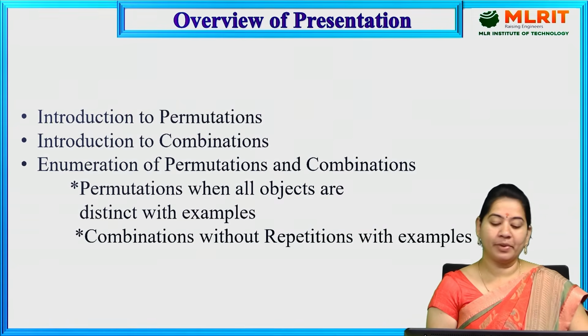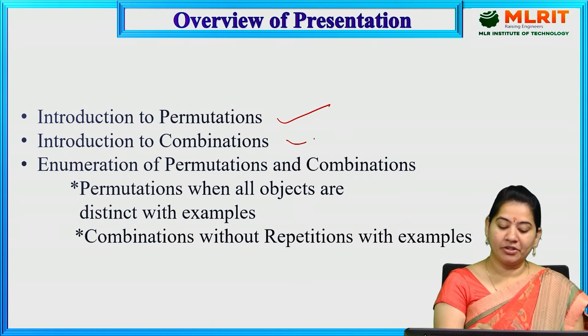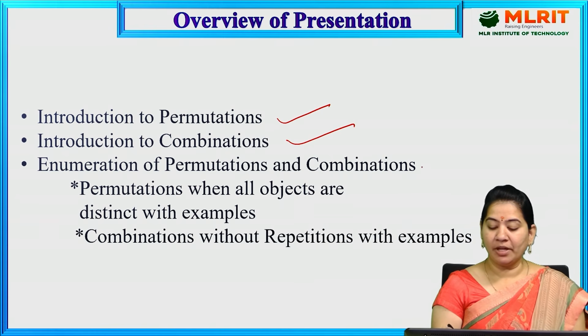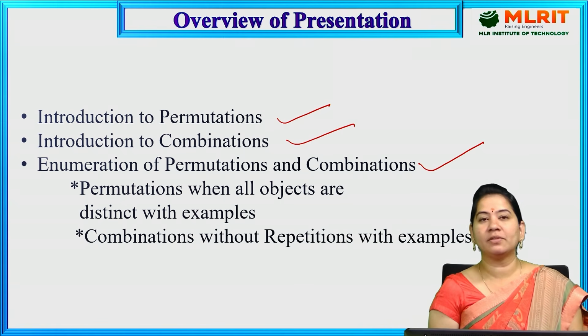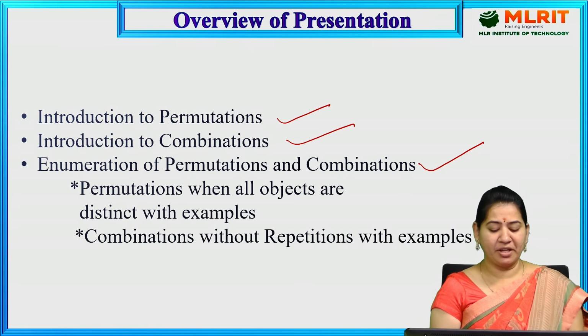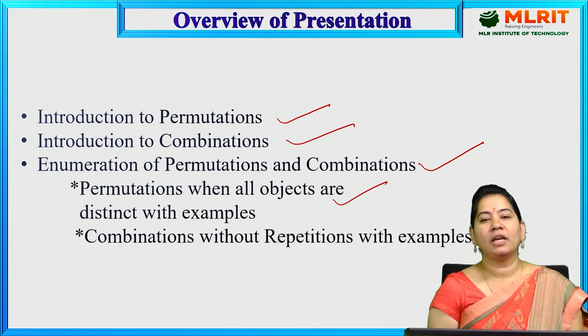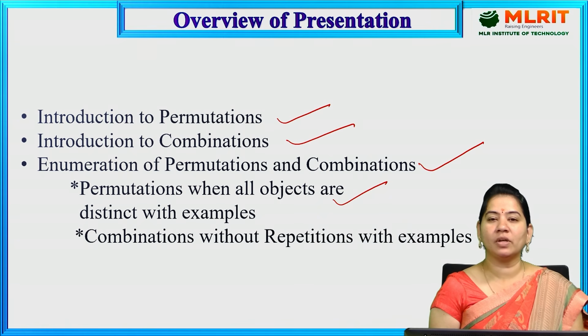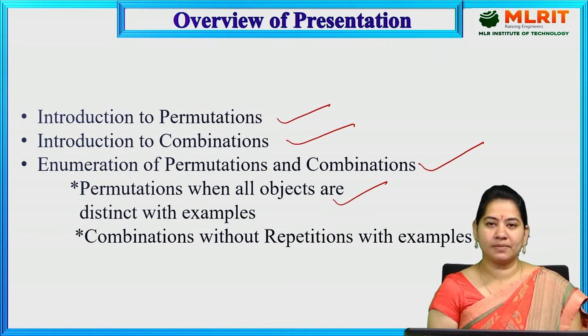So the overview of the presentation includes an introduction to permutations, an introduction to combinations, and the enumeration of permutations and combinations. In this enumeration we have sub-concepts like permutations when all objects are distinct, and combinations without repetitions, with examples. First, we are going to discuss what is meant by permutation and combination, and we will understand these concepts along with examples.